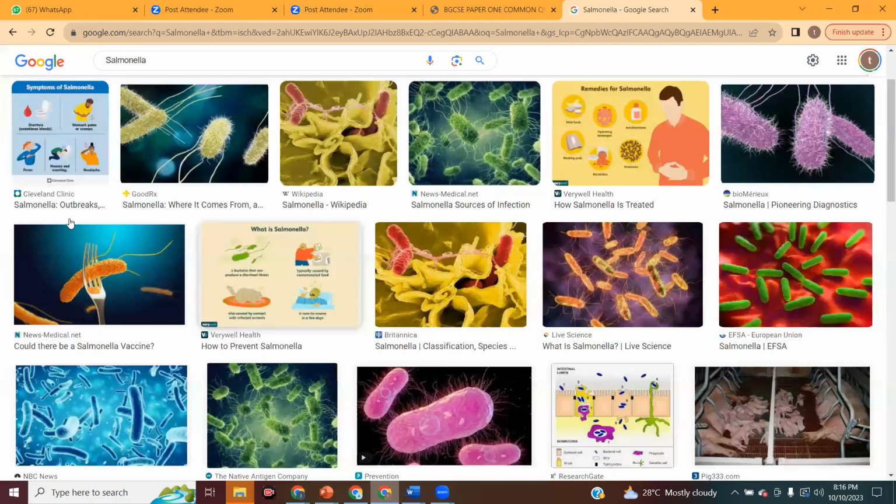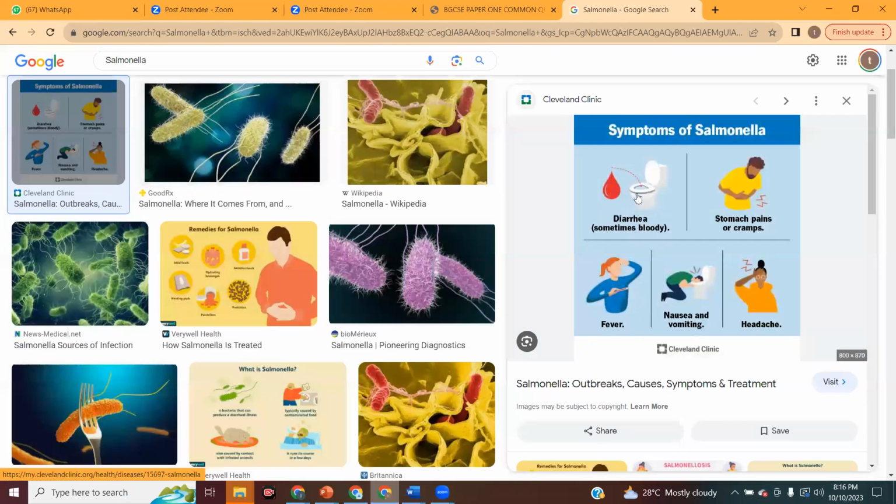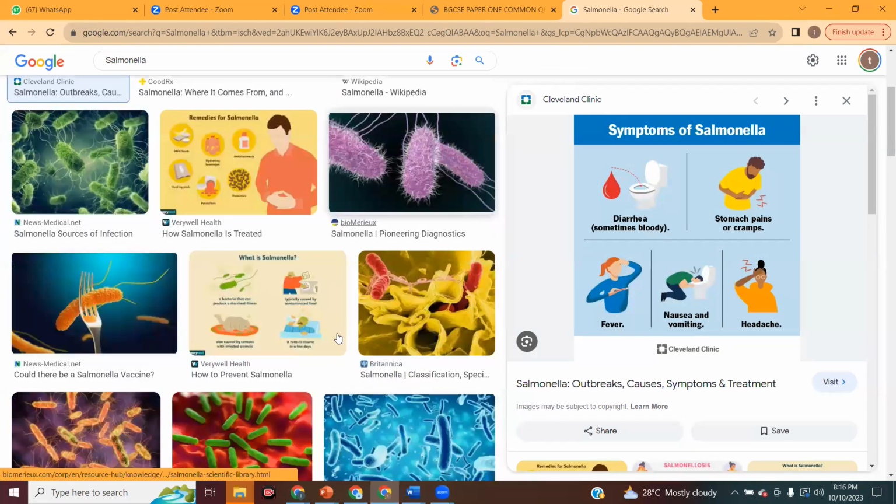So what does salmonella cause? Diarrhea, stomach pains, nausea and vomiting, fever, and what? Headache. All right. So if you ever had food poisoning, you know what I'm talking about. It could ruin your whole day.